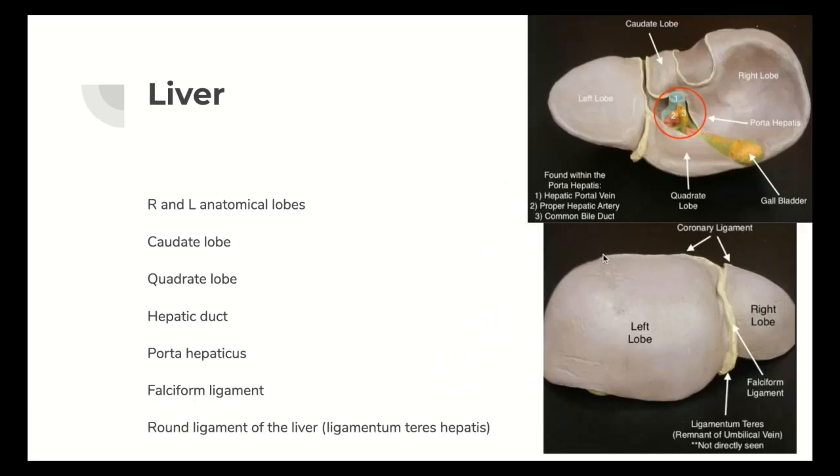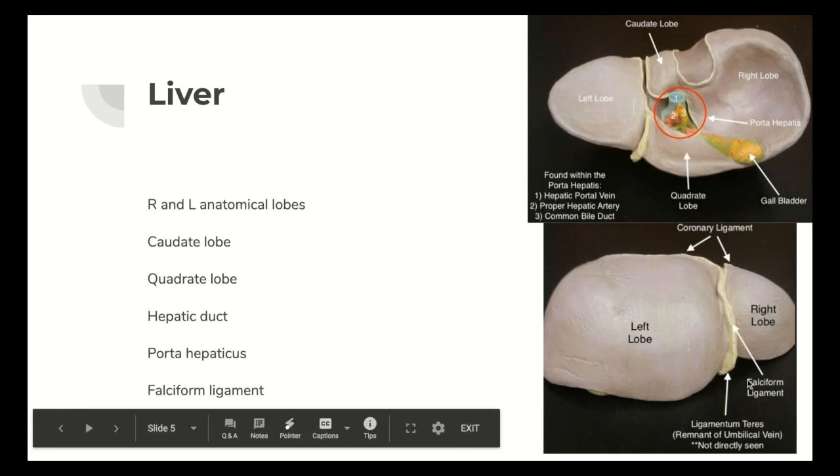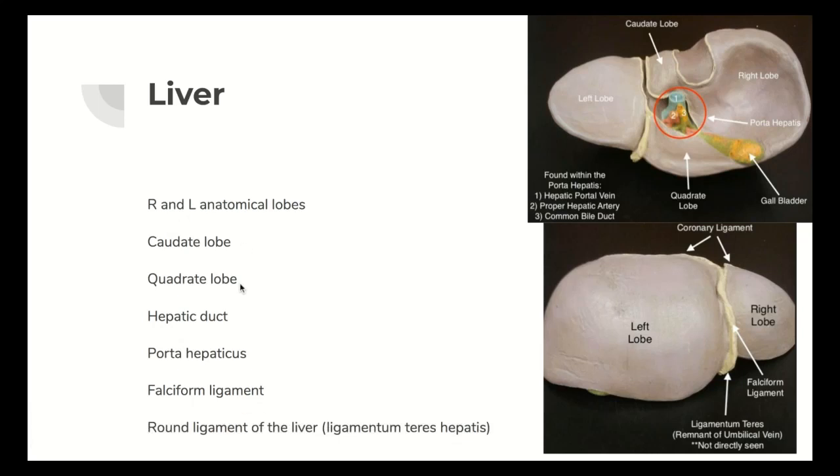And now we have the liver. So the liver is one of the biggest players of the accessory digestive organs. Starting out here, we have the basic left and right anatomical lobes. We have the left lobe here, and then we have the right lobe. The left lobe is much larger than the right lobe. And then we have the caudate and quadrate lobes.